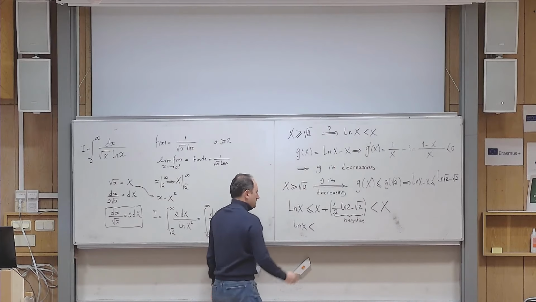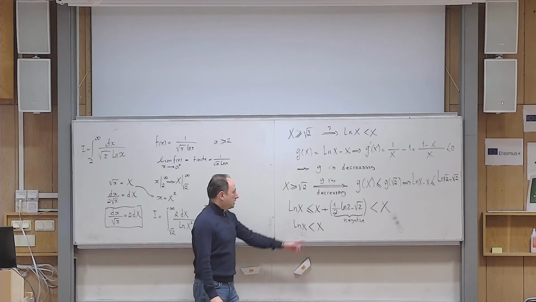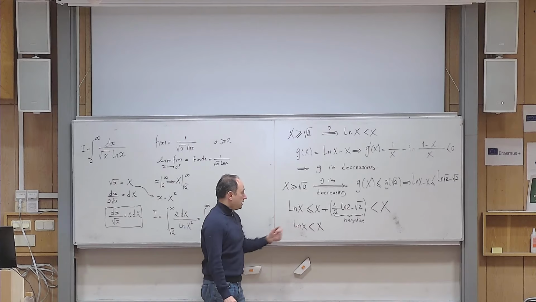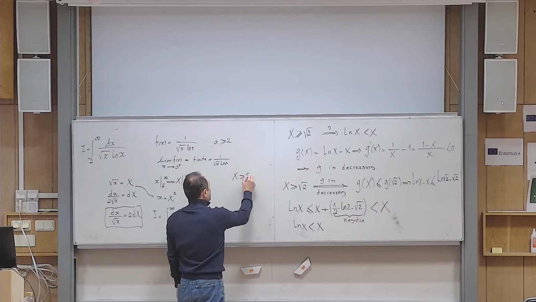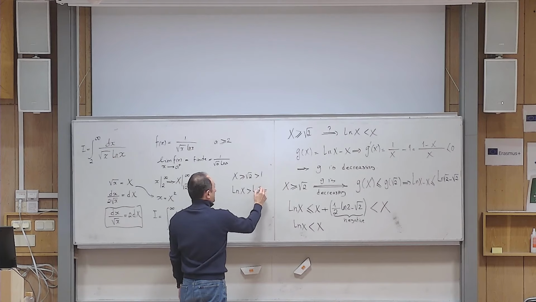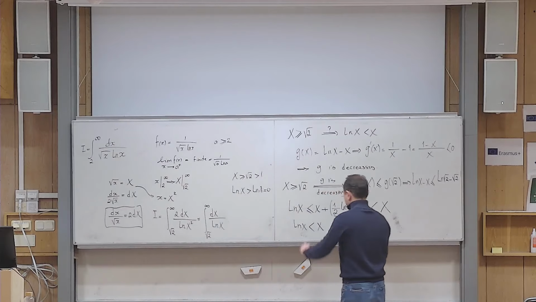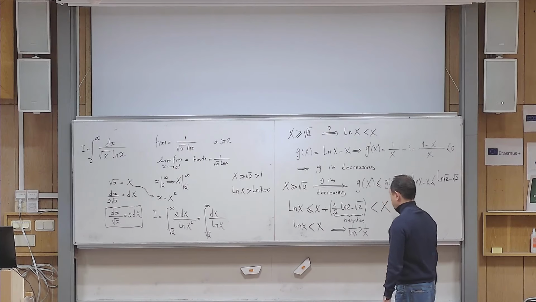So ln of x is strictly less than x, but are these numbers positive? X is definitely positive because it is greater than the square root of 2. Ln of x is also positive because if x is greater than or equal to square root of 2, it is definitely greater than 1. So ln of x becomes greater than ln of 1, which is 0. So ln of x is also positive. So I don't have any problems to take the reciprocal and swap the sign. So it becomes 1 over ln of x is greater than 1 over x.